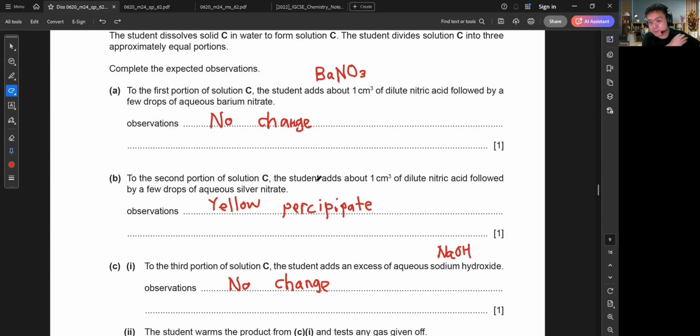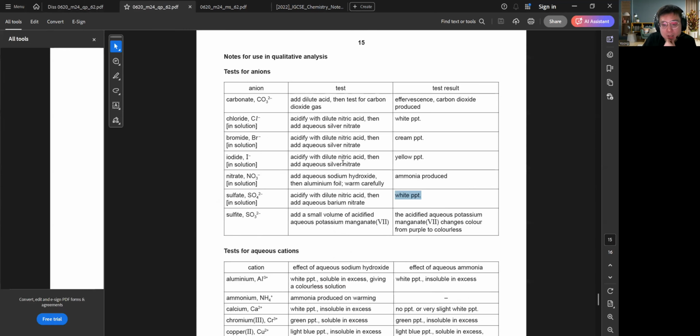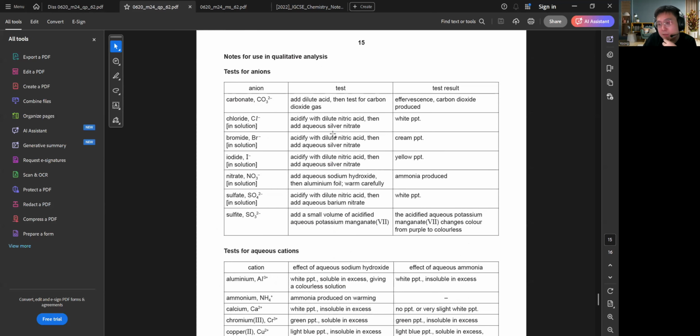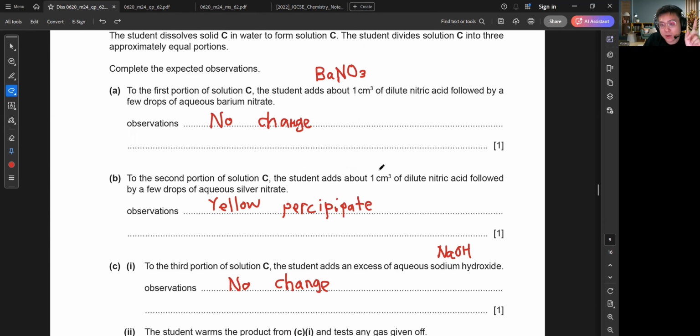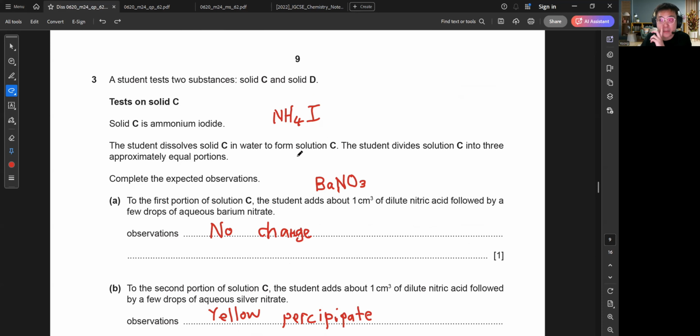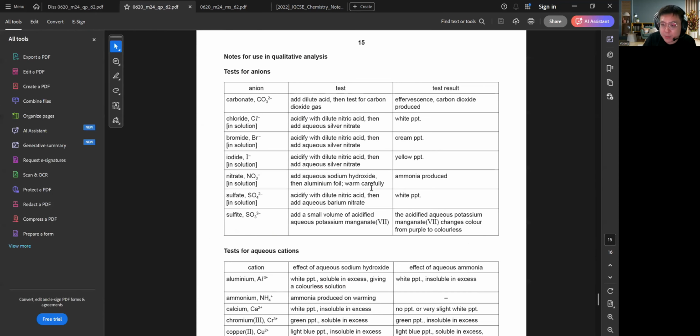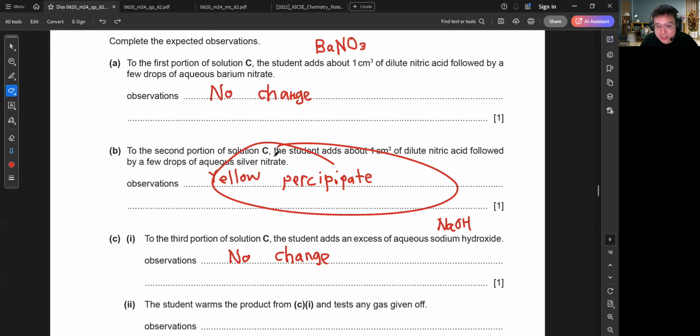Then for part B, to the second portion, adds 1 nitric acid, silver nitrate. So it's nitric acid, silver nitrate. If you pay attention, this is all for the group 7: chlorine, bromine, and iodine. The one that we use here has iodine, I minus, so there will be a positive. What is the result? It's a yellow precipitate. So we just fill it in because this is the iodide one. Iodide uses this one, so yellow precipitate.